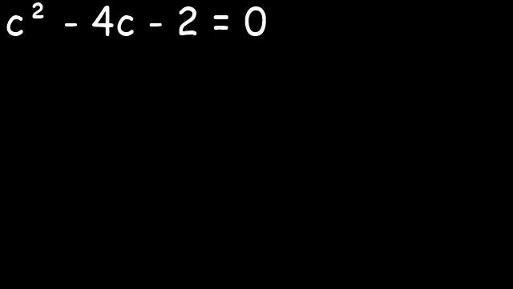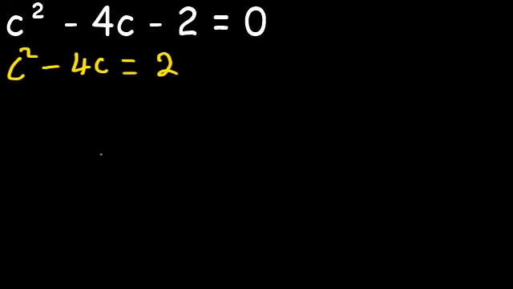c squared minus 4c minus 2 equals 0. What should we do? Don't forget, the first thing is that you want to separate the variable from the constant. So therefore, c squared minus 4c will be equal to positive 2 by the time we add 2 to both sides. Now at this point, I want to observe the coefficient of c squared. Is it 1? If it is not 1, then I need to turn it to 1. But it turns out that it is actually 1. So I need to leave it like that.